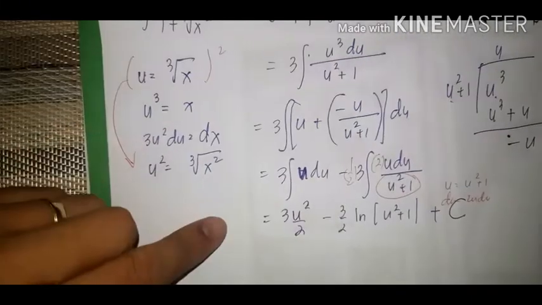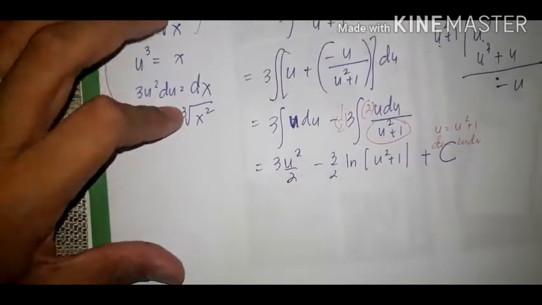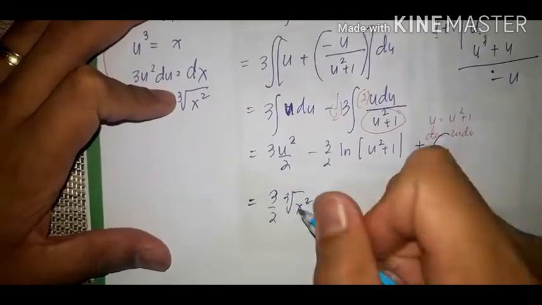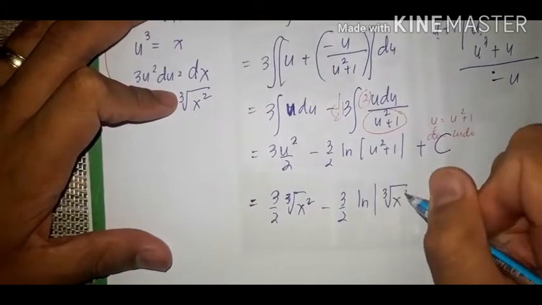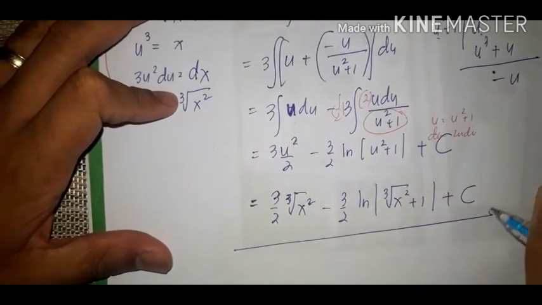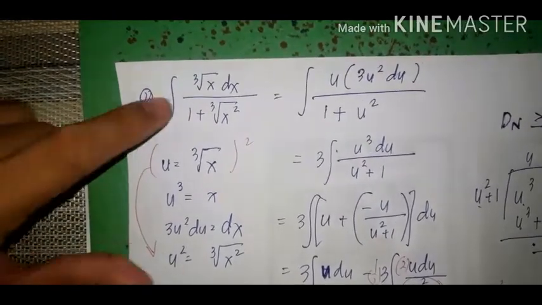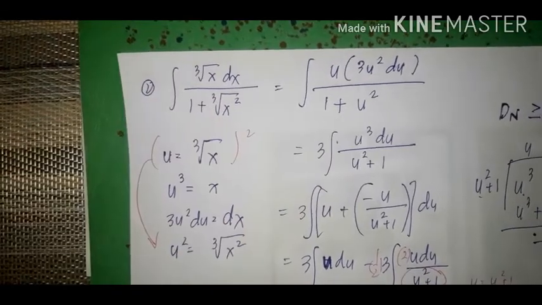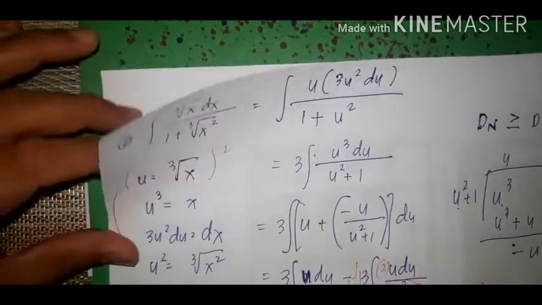But what is your u? So, you have to replace your u squared pala. Your u squared here is cube root of x squared. So, I can replace that with 3 halves cube root of x squared, minus 3 halves ln of cube root of x squared plus 1 plus c. So that therefore is our answer. So again, ang aim is to convert this integrand containing radical to free from radicals. So, as basic as it is, iisip ka lang talaga ng gagamitin mong substitution to solve for that particular problem.